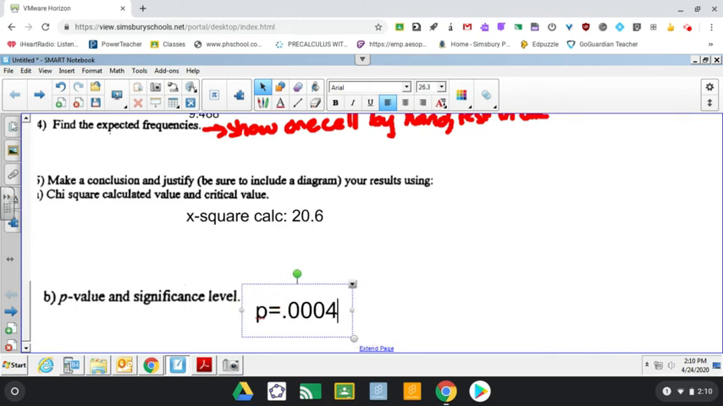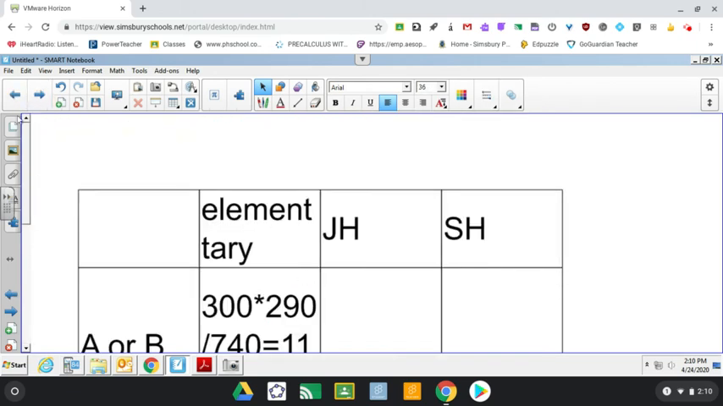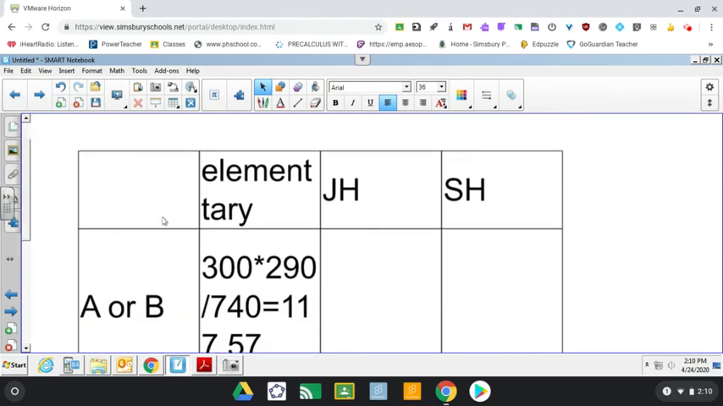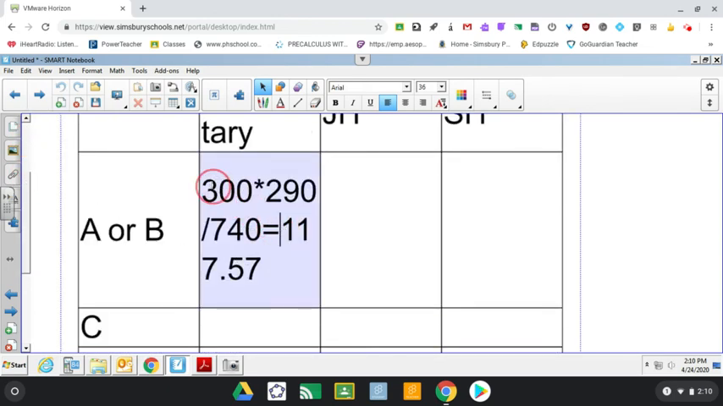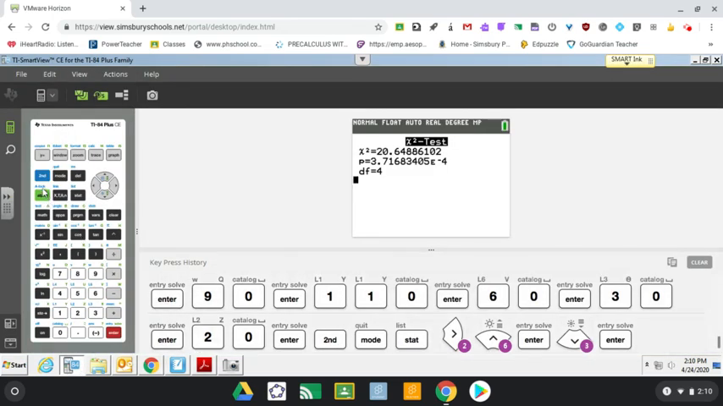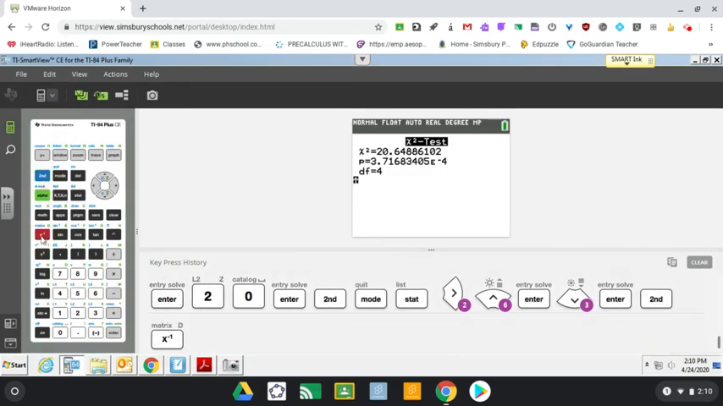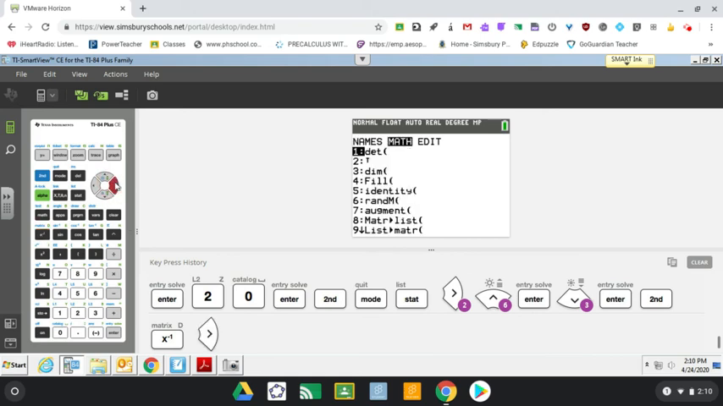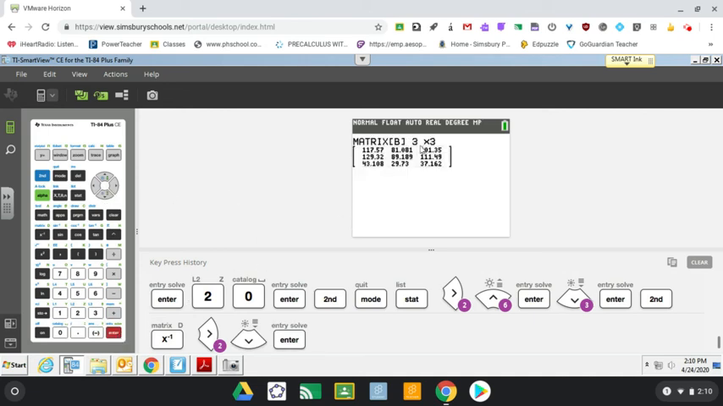Okay, back to our expected frequencies. So we're on number 4 still technically, even though we've gotten a lot of information. Now, our expected table you basically want to redo. So I'm just gonna have the answer here and not the work anymore so that it's easier for us. So it was 117.57 for the first one. What you'll see in your calculator is if you go back into your matrix, go to edit, but scroll down to matrix B. And what you'll see is your expected table. So it did all the math for you. So now all you have to do is literally copy these numbers down.